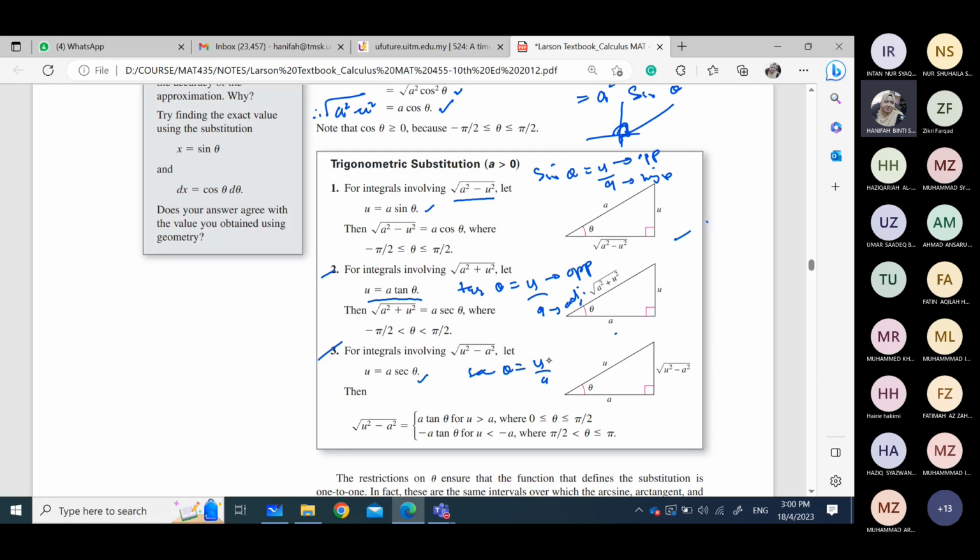So, yang atas ni adalah hypotenuse. Bukan adjacent. Yang bawah ni adalah adjacent. Okay, so the hypotenuse is U, adjacent is A. So therefore this length is about square root U squared minus A squared. Okay, so faham ya? Right, so this is how we apply trigonometric substitution to solve the integration which involves radicals. Okay, any question?